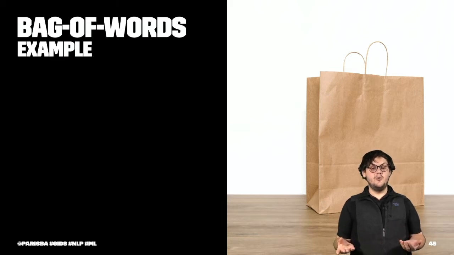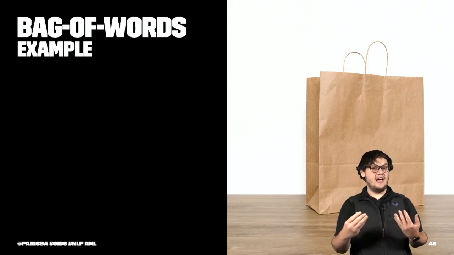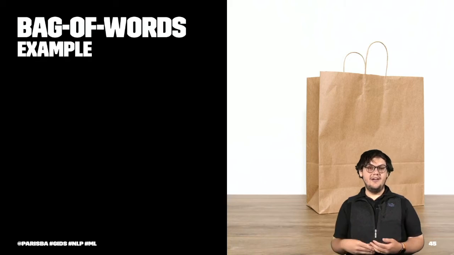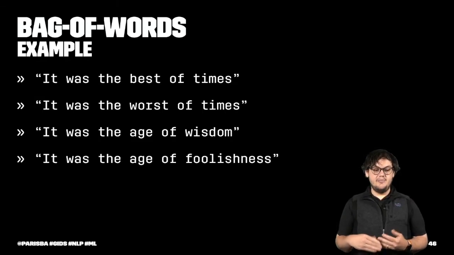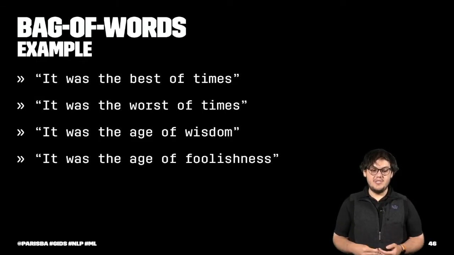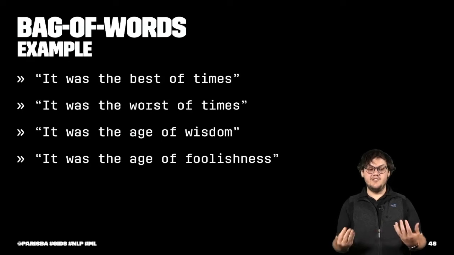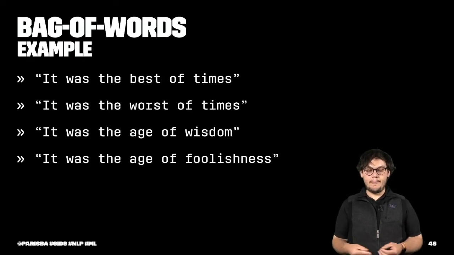Bag of words is where you tokenize words for each observation, or each thing you want to learn about, and count the frequency of each token. To understand this, we'll unpack it a little bit. Here's some example sentences. It was the best of times. It was the worst of times. It was the age of wisdom. It was the age of foolishness.